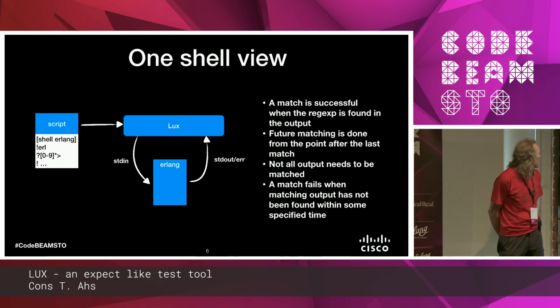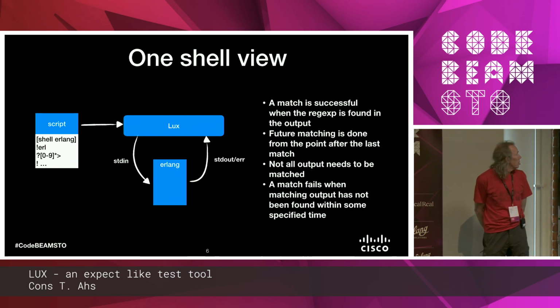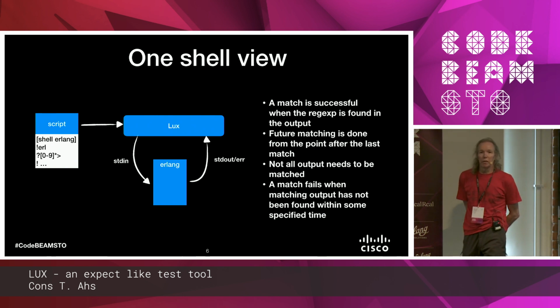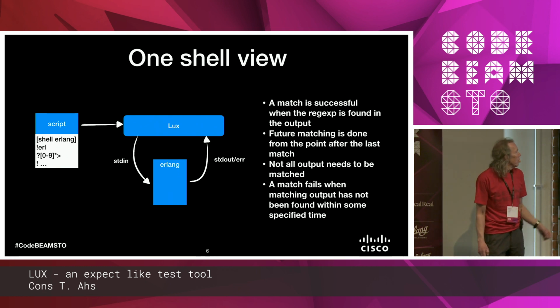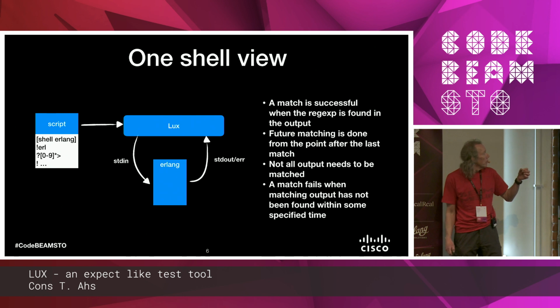So again, feeding the script to LUX. LUX will feed the input through standard in to the shell and read, and it combines the standard out and standard error and looks for matches there. And a match is successful when the regexp is found somewhere in the output. So you don't need to match all the output, just some, saying, okay, here I want the prompt, and you don't care what came before the prompt. And future matching is then done from the point where the last match happened.